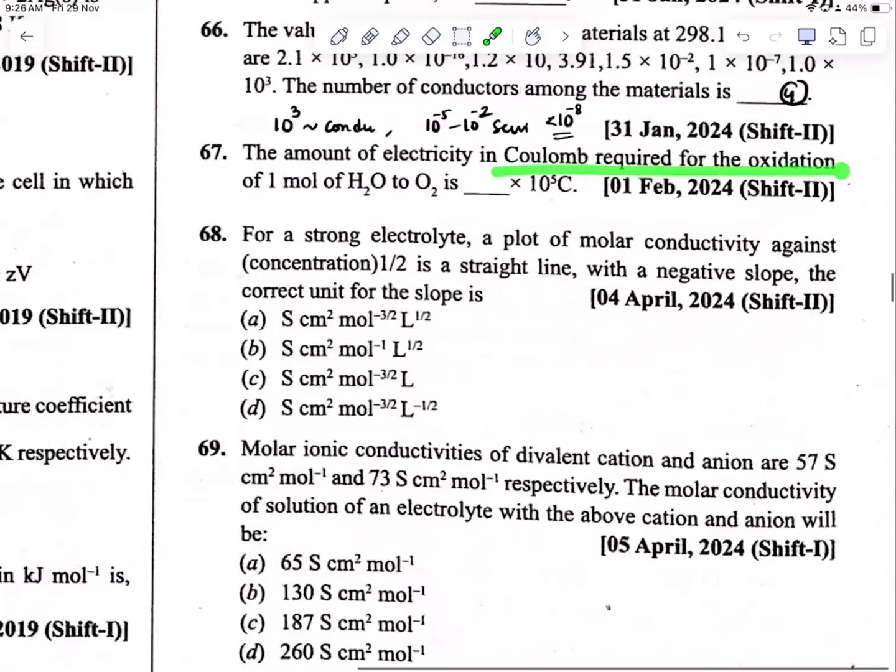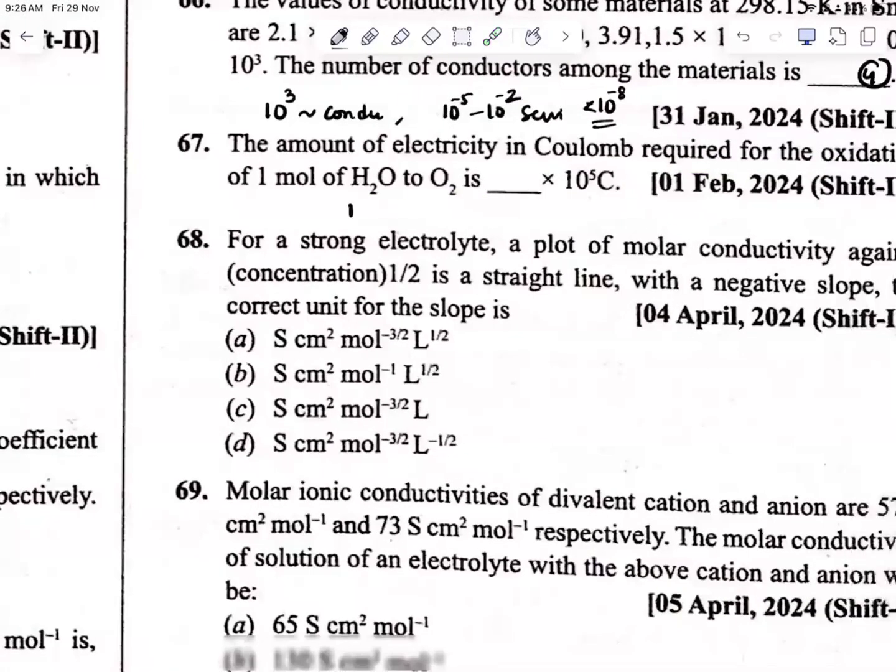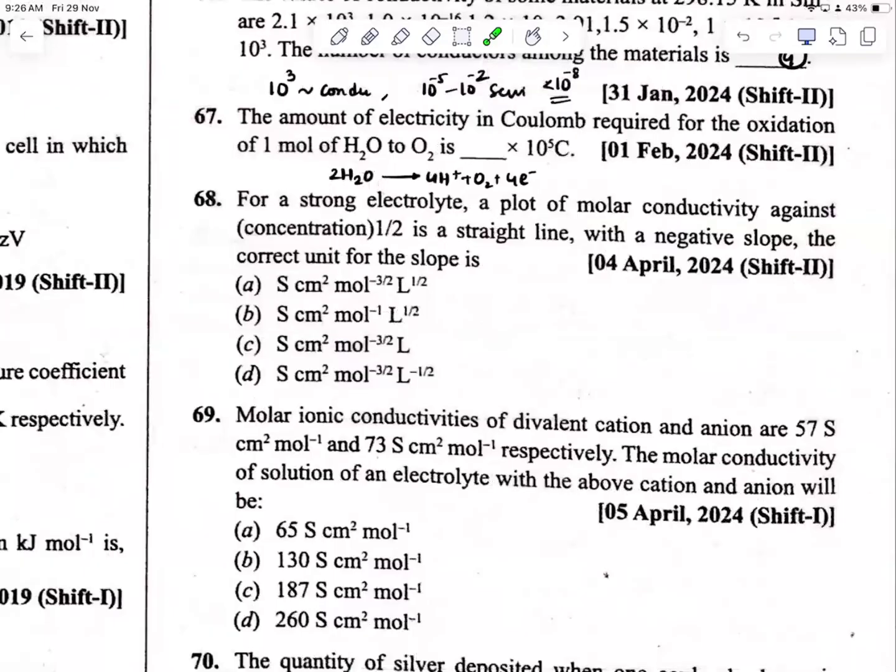Next, the amount of electricity in coulombs required for the oxidation of H2O to O2. I'm sure you know that. Just remember the reaction, everybody. H2O, we have to oxidize it. So basically, we'll get 4H+ plus O2 plus 4 electrons, which means for 4 Faraday, 1 mole of O2 is coming. So based on that, find out the electricity required. For 1 mole, how much is it? You'll get only half mole of O2 here. So half mole of O2 means 2 Faraday charge.